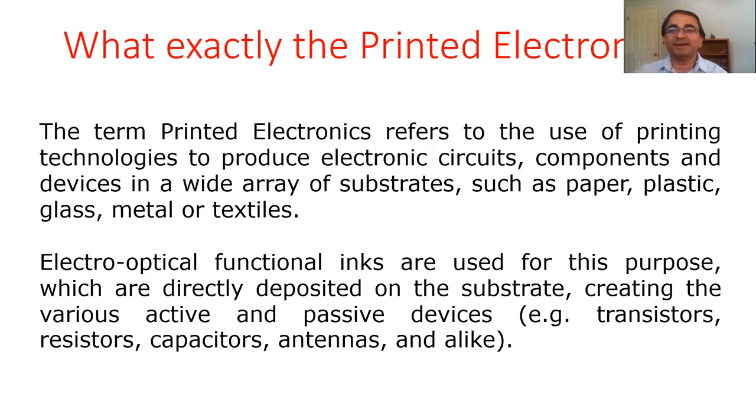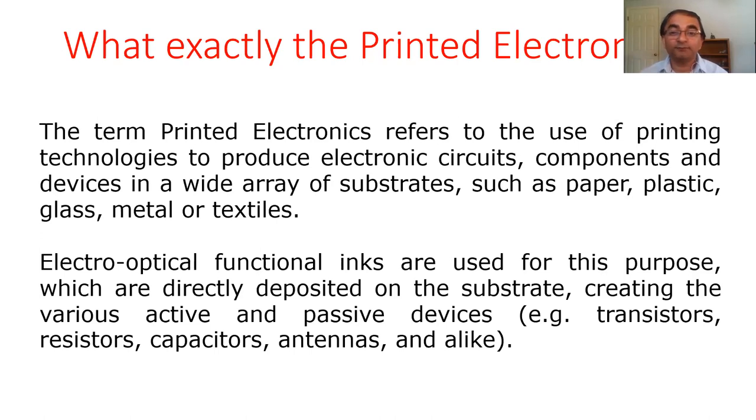What exactly is printed electronics? The term refers to the use of printing technologies to produce electronic circuits, components, and devices on a variety of substrates such as paper. You can print electronic circuits on a single piece of paper. You can print on plastics, glass, metals, textiles. You can print on almost every substrate. You can see the beauty of printing technology.